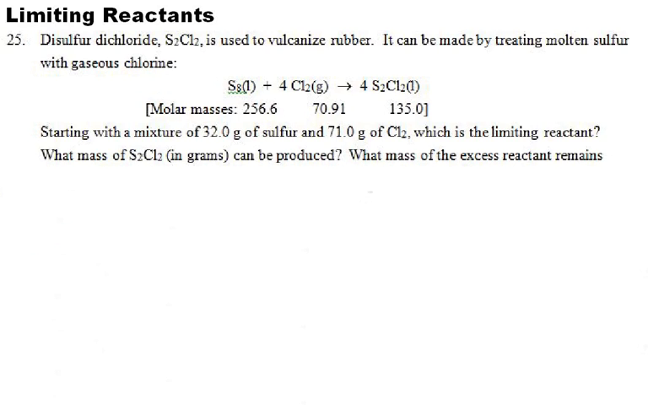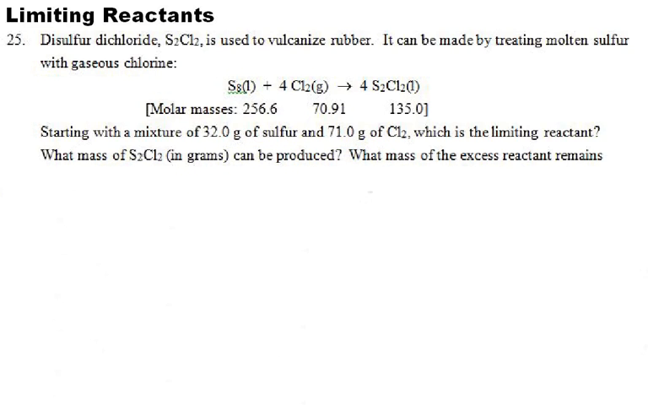Another limiting reactant problem, starting with a mixture of 32 grams of sulfur and 71 grams of chlorine. Which is the limiting reactant? Also, what mass of S2Cl2 in grams can be produced, so that's our desired. And what mass of excess reactant remains.